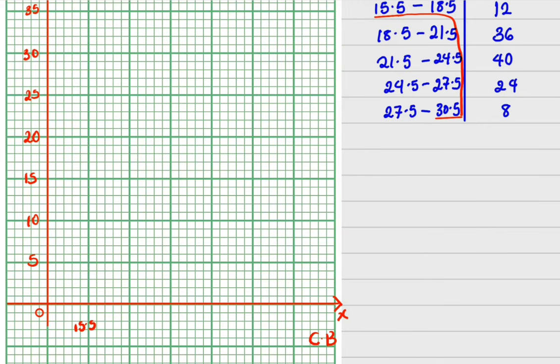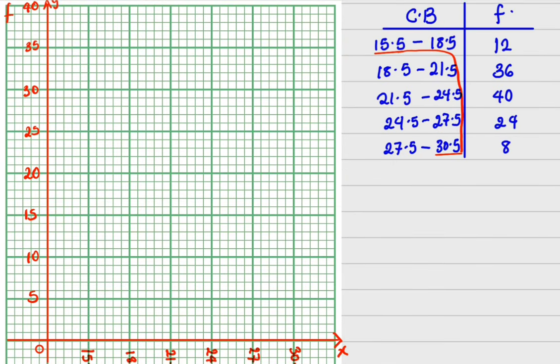So 18.5. The second one is 18.5, and the next is 21.5. Okay, I think this is better. So I have everything set. Now let me start with my histogram.